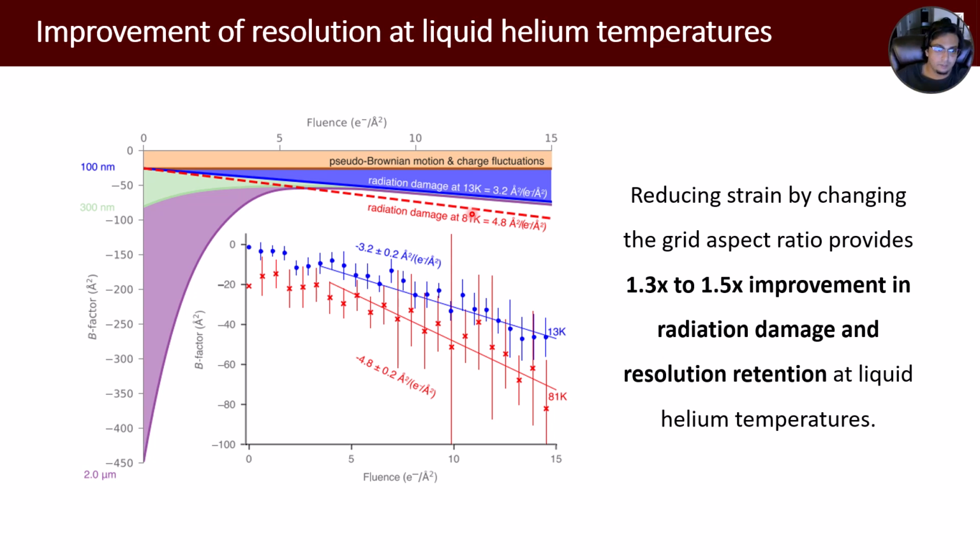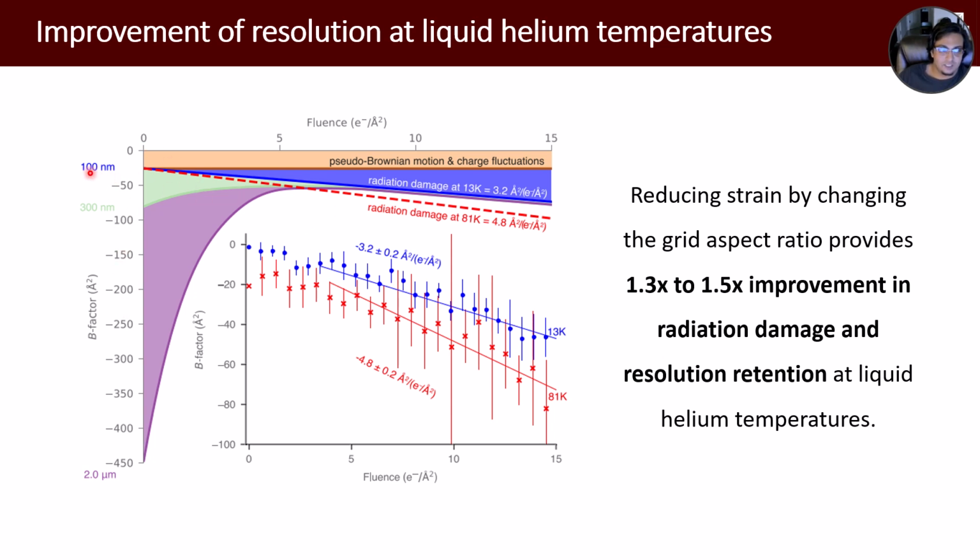At the same time, they've constructed this graph for us to kind of understand the whole picture here. So you have a lot of these different effects that are happening apart from the radiation damage, like pseudo Brownian motion, charge fluctuation. So they've taken all that into account and they've normalized that. And then after that, you have your radiation damage. That's obviously with fluence. You're losing your B factor, like how much information retention you're having. And so they've shown that radiation damage at 13K is about this line, and radiation damage at 81K is about this line, and this is the raw data they're showing.